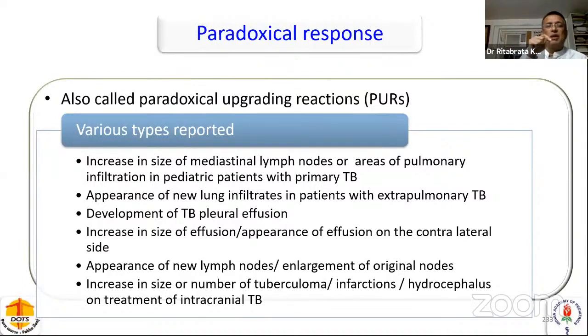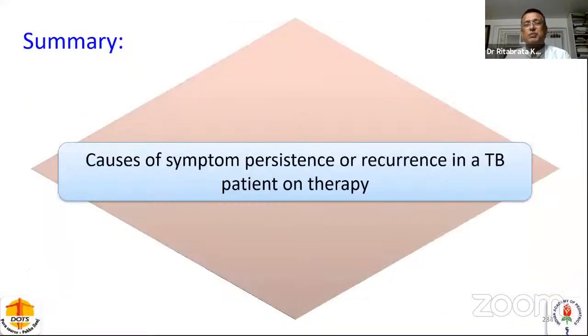Again, I reiterate that in these paradoxical lesions, though you see new lesions and an increase in the size of the lesion, the systemic symptoms are usually not there. That means that the child's fever has gone away, the child's cough has gone away, the child has started gaining weight and has started having a good appetite. In spite of all this, there are new lesions or an increase in the size of a lesion. Then you think that you are dealing with a paradoxical response.